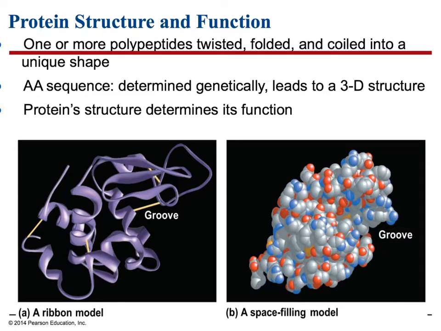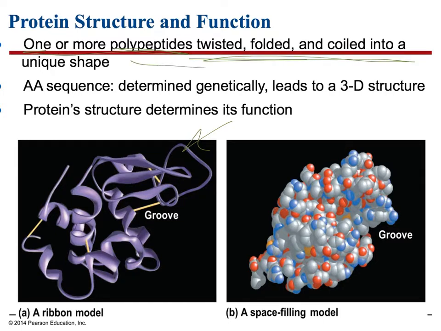So this would be a type of protein, and we've got this kinked and coiled and multi-stranded structure. So each protein has one or more polypeptides that twist and fold and coil into a unique shape.